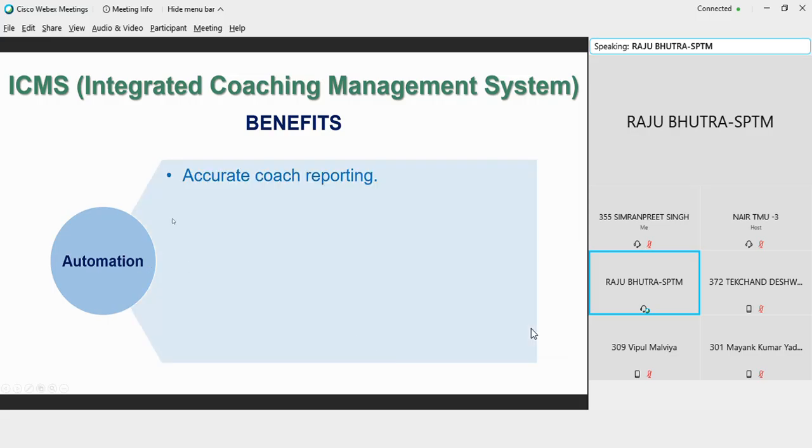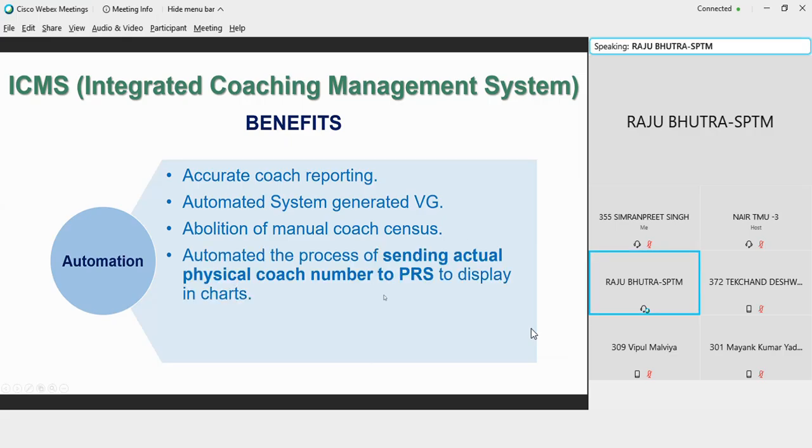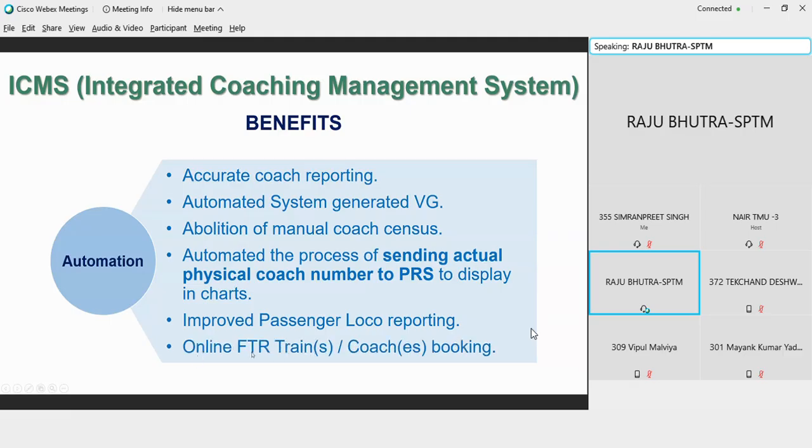Automation by accurate coach reporting. Automated system generated VG. VG is vehicle guidance, which is provided to the crew and guard. The abolition of manual coach census can be done. The process of sending the actual physical coach number to PRS is not required. It can be done through the software. Improved passenger loco reporting can be done. And online FTR trains coaches booking can be done. FTR is the trains or the coaches which are privately booked by some of the customers. That booking can also be done.